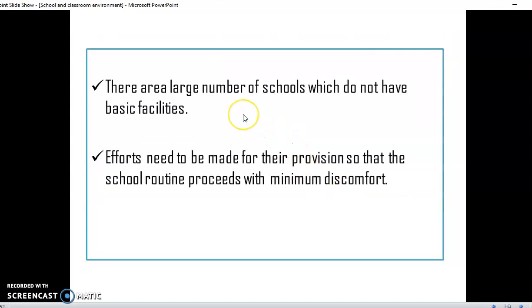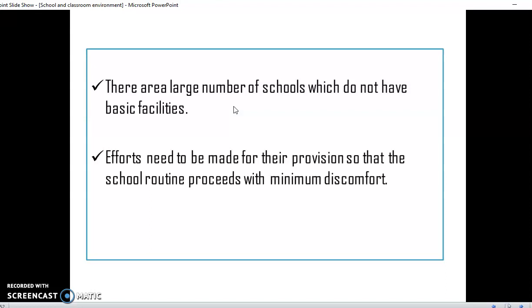And there are a large number of schools which do not have basic facilities. As I just said, there are so many schools all over India, especially in states like UP, Bihar. If you see their villages, not in the cities, but if you see the documentaries in which they clearly show how difficult life is for the teachers and for the students in the school, you will get an idea in which situation they are learning and how they are pursuing their education. So we really need to do something about them.